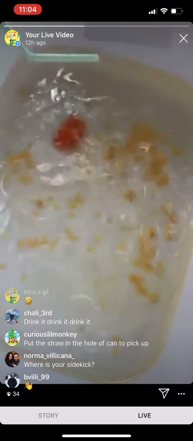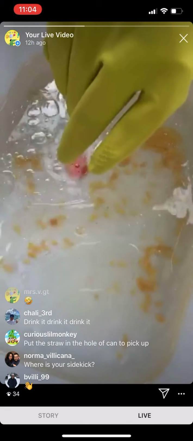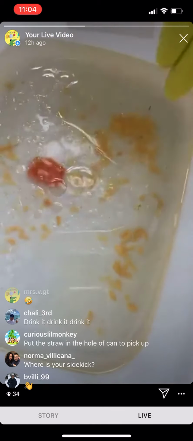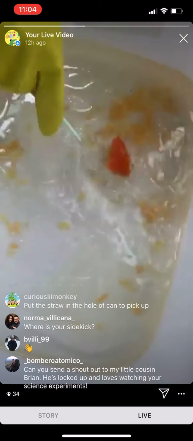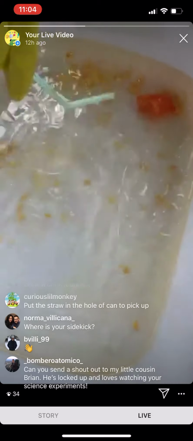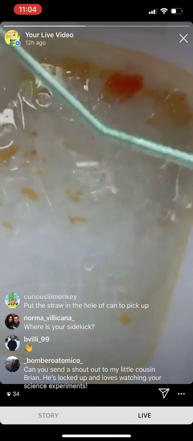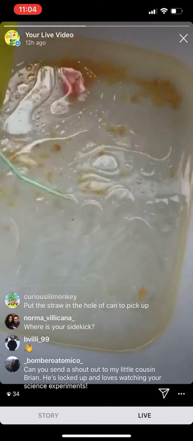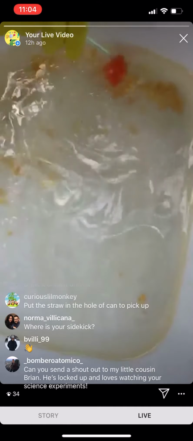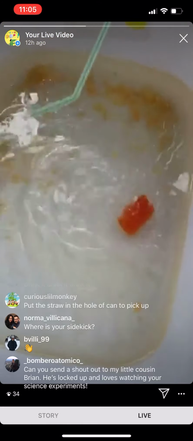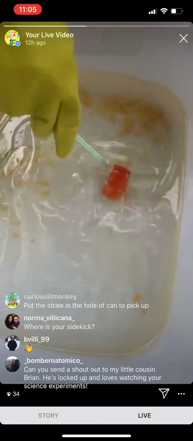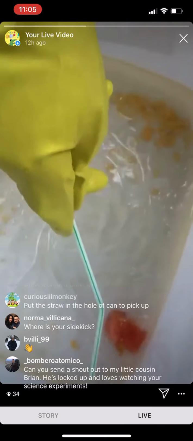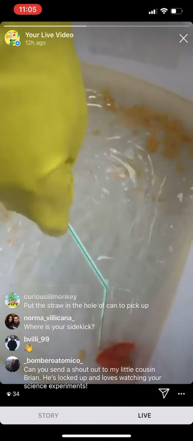Oh, I don't know how I'm going to get the rest of this out. Suck on my glove. What do you guys think? Am I gonna be able to get the rice and the oil? There's a hair in there. I mean, maybe if I was gonna use my hand, I could get it. But remember, that's not what we're experimenting. We're experimenting the straw.